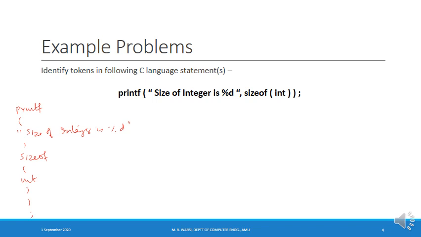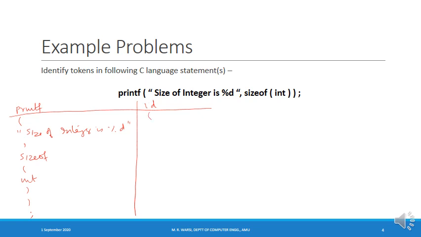Now for each lexeme, let us write the token. printf is a function in the C language, so for this, identifier will be returned as a token. printf is the name of a function which is defined in stdio.h. It is not a keyword of the C language. So this will be returned as an identifier to the syntax analyzer. The next lexeme is the opening bracket. This will be written as it is.